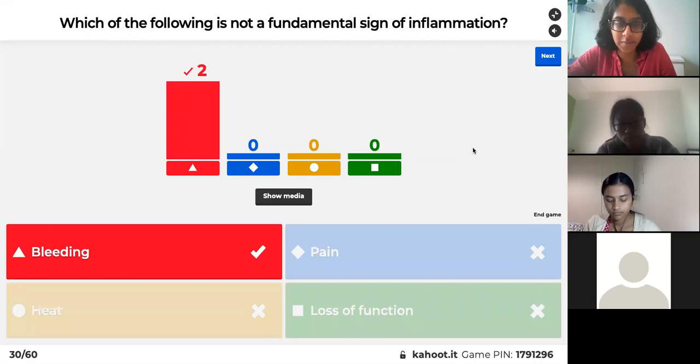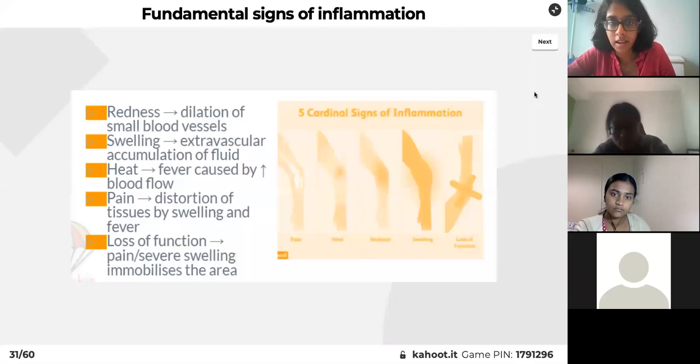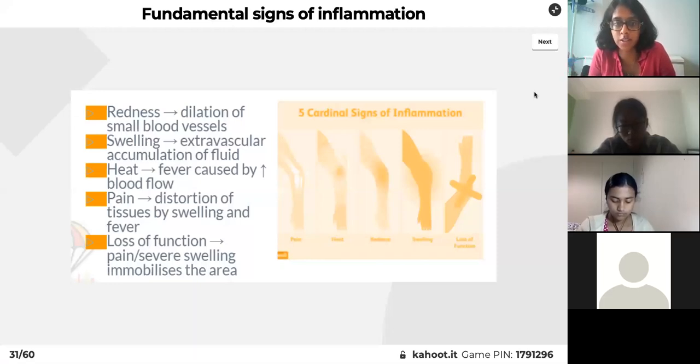Yeah, so I just obviously made up bleeding. The other three are very much valid signs of inflammation. Yeah, that's kind of it for that. So again, just to go through this in a little more detail, there's 5 fundamental signs of inflammation. There's redness, which is caused by the little blood vessels in your skin expanding or dilating. We have swelling, which is caused by accumulation of fluid. We have heat, which is caused by fever, which itself is caused by increased blood flow. And there's pain, which is caused by the distortion of tissues, and loss of function, which is basically immobilization of the injured or inflamed area. That's pretty much it.